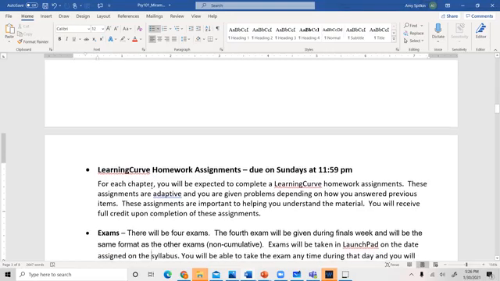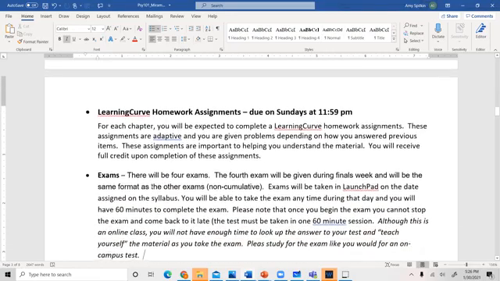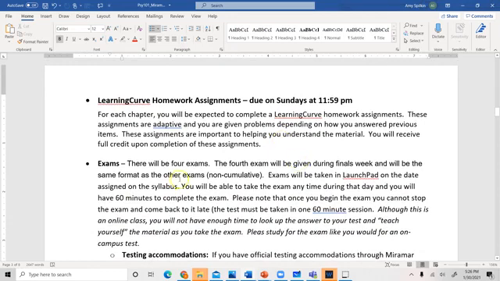We also will have 4 exams. The 4th exam is given during the last week of class and is the same format as the other exams, meaning it is not a cumulative final. We take the exams in Launchpad, so you do need access to Launchpad in the textbook for the entire semester. And the dates are on the syllabus, so you'll know exactly when the tests are.